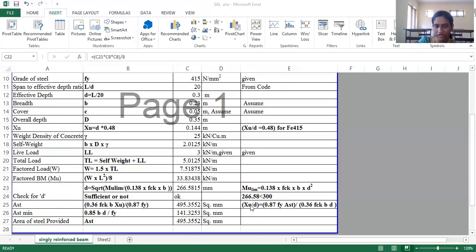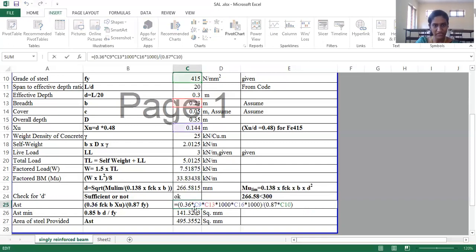Next you have to calculate the AST. I will take the formula Xu by D is equal to 0.87 Fy AST by 0.36 FCK B into D. But what formula you have to substitute? You have to rearrange the formula for the AST. So here AST is equal to 0.36 FCK B Xu divided by 0.87 Fy. So I have substituted for this.